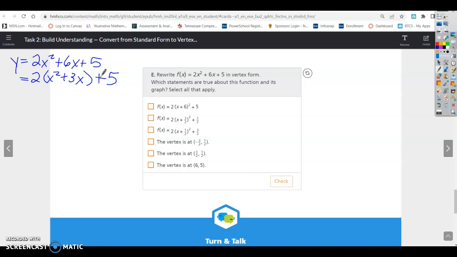All right, now we're going to use completing the square in order to rewrite this. So we're going to have 2 times x squared plus 3x, and then we're going to do plus, and we're going to do minus. The reason we're doing that, again, is because if we add and subtract the same number, then we're just manipulating the equation. We're not actually changing the equation. So we're just trying to rewrite it in vertex form.